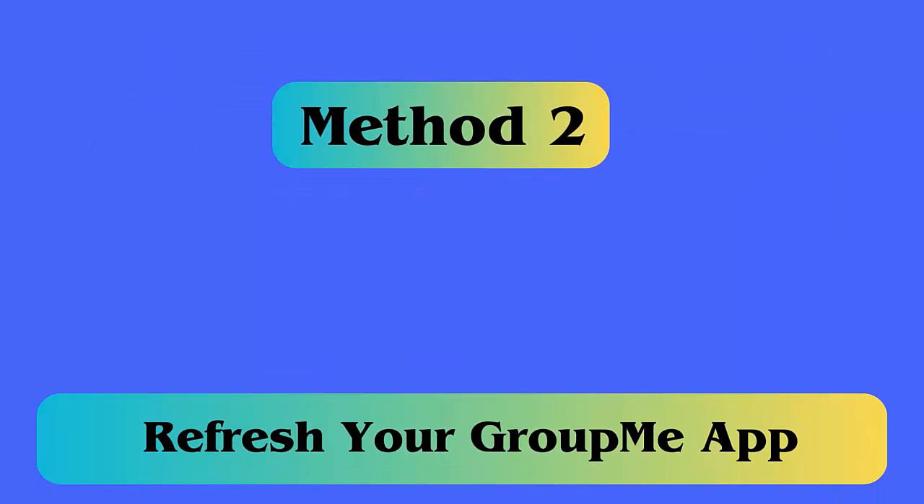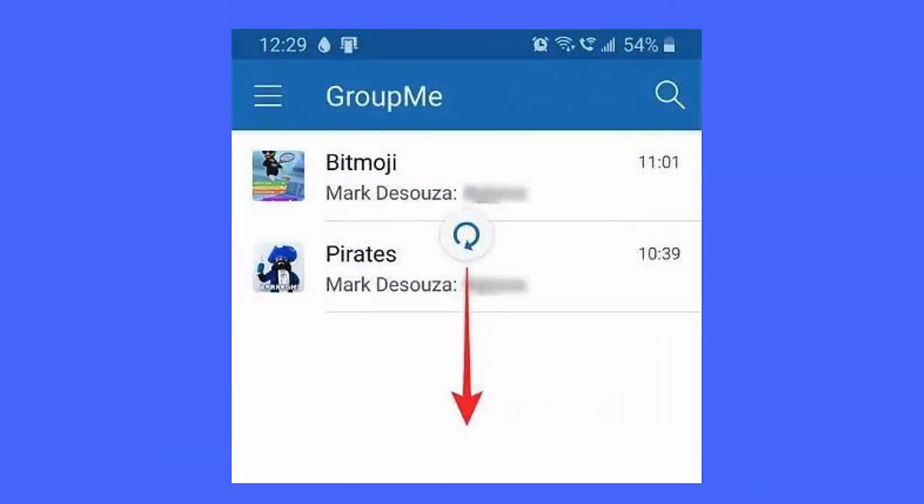Method 2. Refresh your GroupMe app. Follow the steps to refresh GroupMe app. Simply, reach the bottommost of the app page to see the page reload option. This will help you to refresh the page and you can add member to the group again.